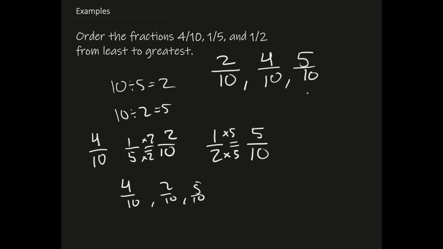Now that we've ordered the fractions, we have to revert them to their originals. Let me take a different color here. The first one is 2/10. Which fraction is equal to 2/10? Which one did we change? It's 1/5, so the first one is 1/5. Now we have 4/10, and 4/10 stays 4/10. What did we change into 5/10? That's 1/2. So our last is 1/2.